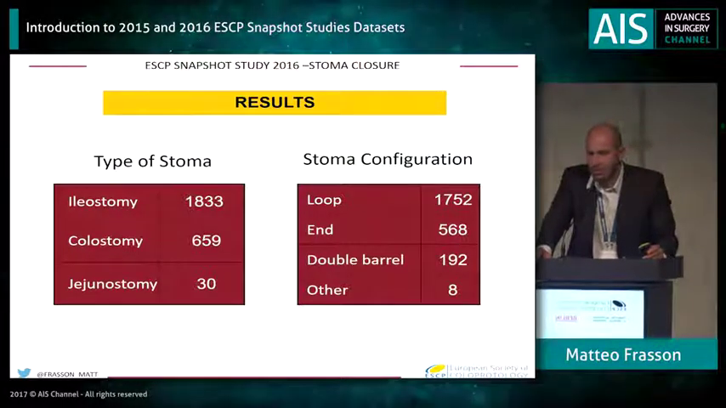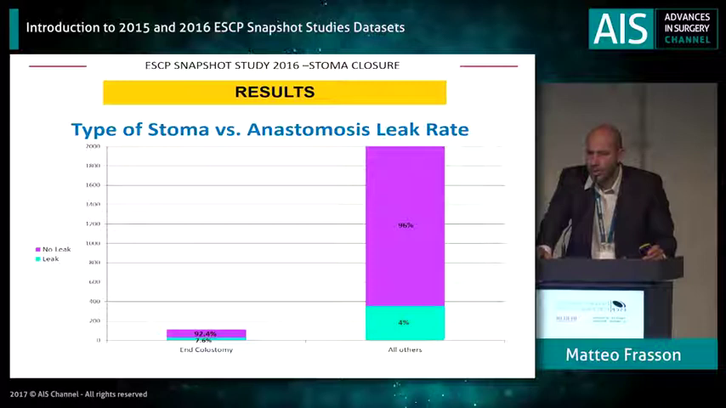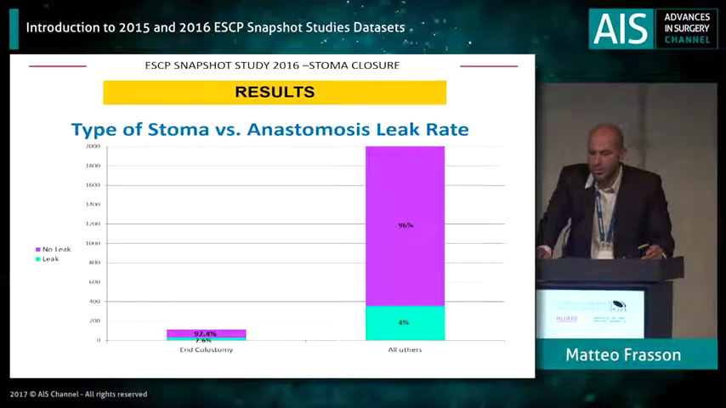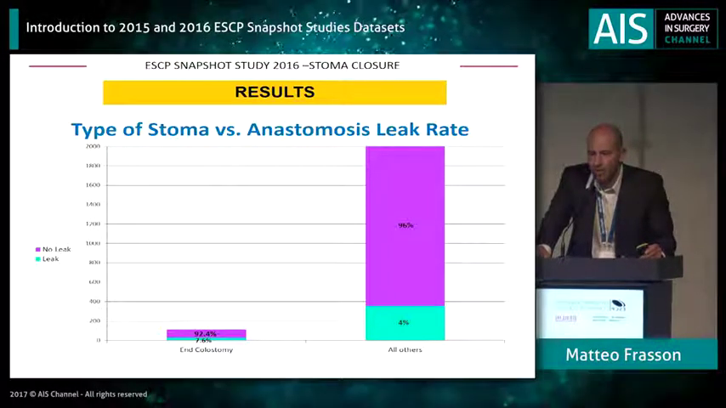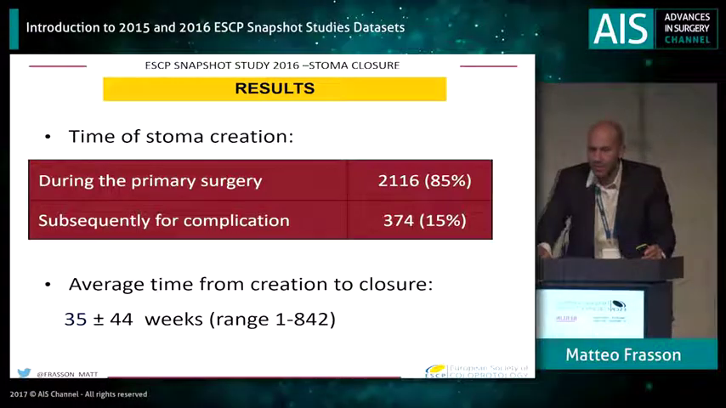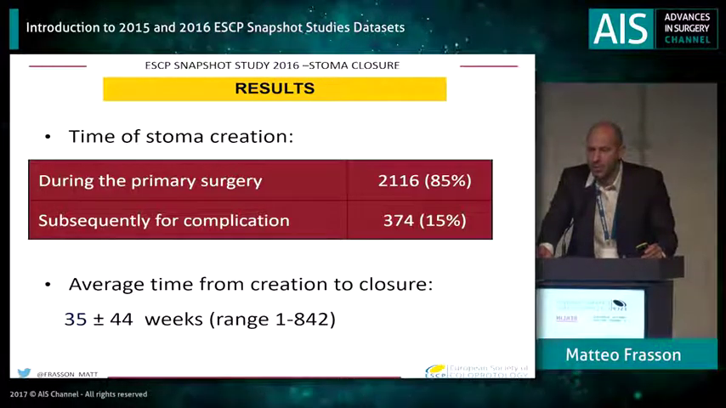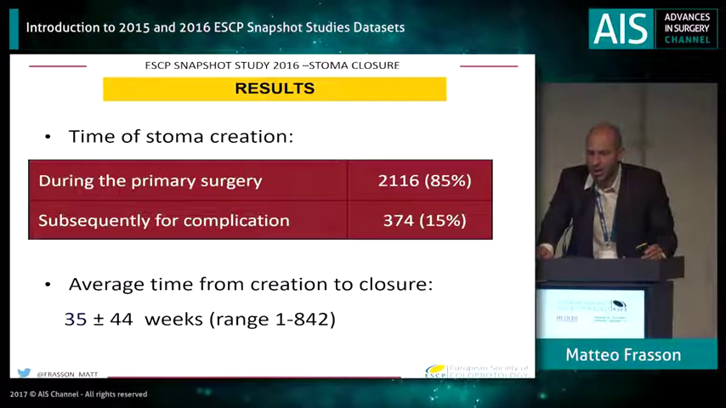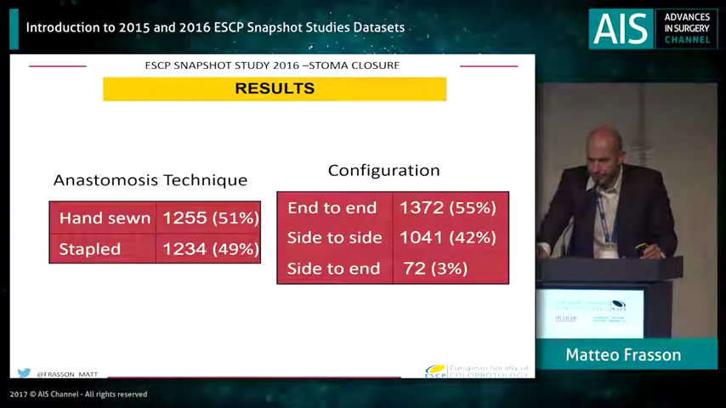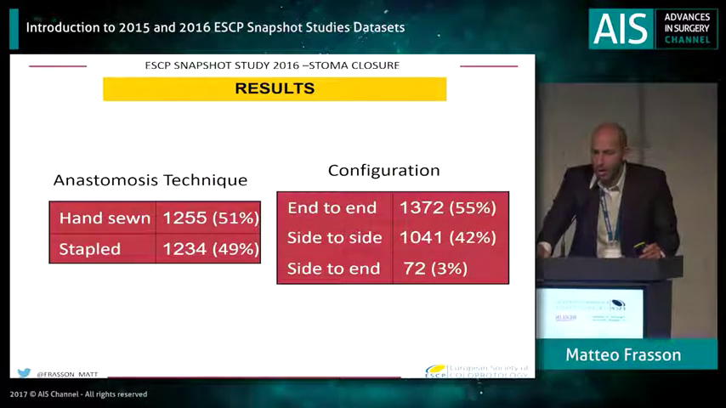Type of stoma: as I told you, we included both ileostomy and colostomy, and any stoma configuration. Anastomotic leak, obviously, was different in the different kinds of stoma. It was 4% for loop ileostomy, and up to 8% in the closure of end colostomy. This is the time of creation of the stoma. Most of them were done during the primary surgery, but 15% were a consequence of a complication of anastomotic leak. Time from creation to closure of a stoma was close to 6 months. Half of them were stapled and half were handsewn.